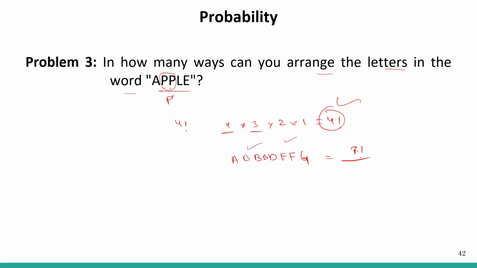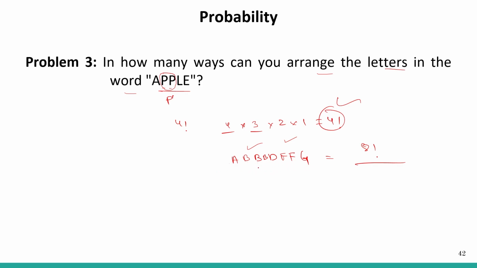Let's do another B right here. Okay, so it will be what? 8 factorial ways. So how many times is B repeated? It is repeated 3 times. And how many times is F repeated? Only 2 times. And is there any other letter that is being repeated?